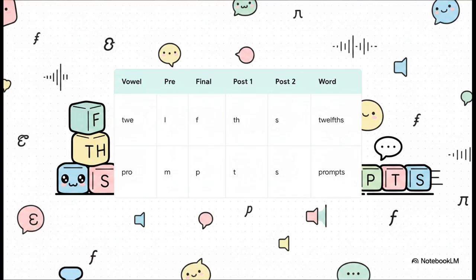Or think about the word prompts: M, P, T, S. A quick pronunciation pro tip for you here. When you have plosives packed together like the P and T in prompts, the release of the first plosive is practically inaudible. You don't overpronounce it as "prompt-ees", you just glide them together.